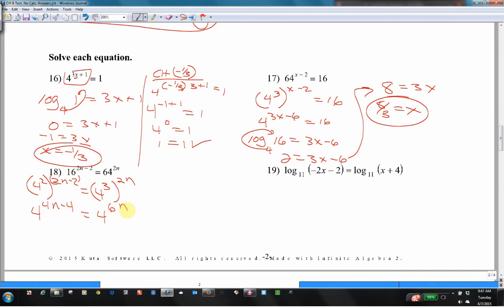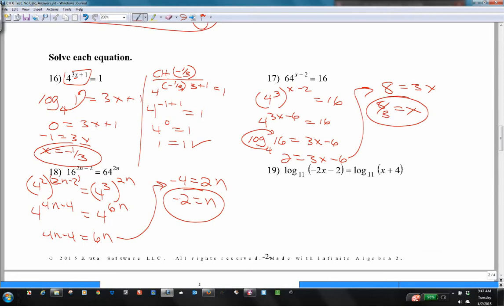Now my exponents must be equal since I have the same base. So 4n minus 4 is equal to 6n. Subtracting 4n from both sides, I get negative 4 is equal to 2n. Dividing by 2, I get negative 2 is equal to n. Once again, you need to check that.